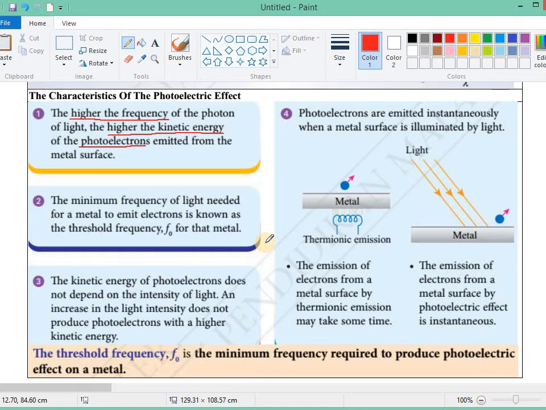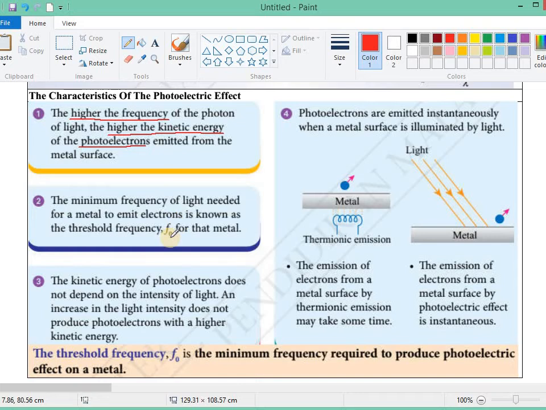So the electron that absorbs a photon of higher frequency will be able to get more energy. Okay, the electron gets more energy, so the kinetic energy of the photoelectron will be higher.